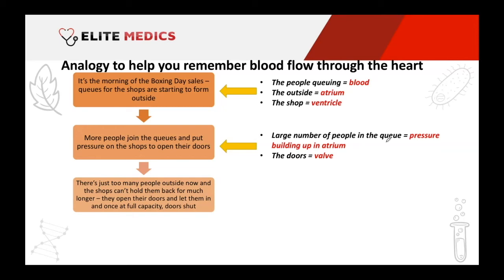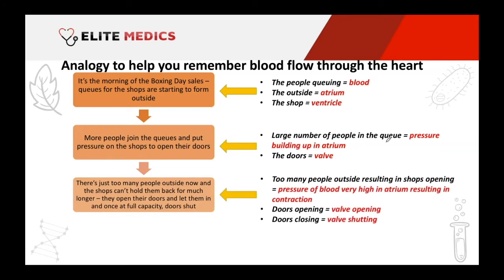Okay. So again, because there's so many people outside now, it results in the shops opening, and this is equivalent to pressure in the blood being so high in the atrium, it results in them contracting, okay? And this forces the valves to open. So the doors opening is the valves opening, and then once all that blood has rushed in, the valves shut to stop it going back up into the atrium. And this is the equivalent of the doors closing to stop more people coming into the shops, yeah?